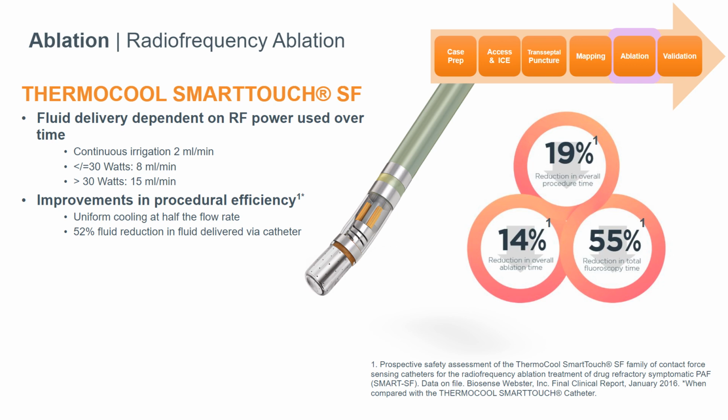During delivery of RF energy, the flow rate of heparinized saline through the tip of the catheter will vary based on the amount and time of RF energy used. Fluid from the ThermoCool Smart Touch SF catheter should be accounted for with the overall patient fluid intake. The ThermoCool Smart Touch SF catheter has broad procedural benefits, such as decreased procedure time, ablation time, and fluoroscopy time.